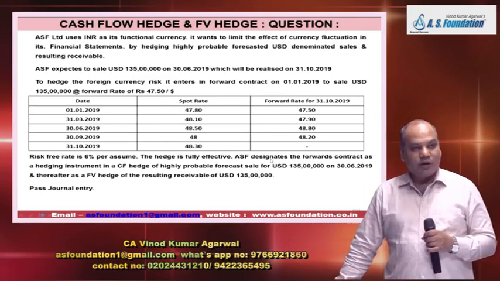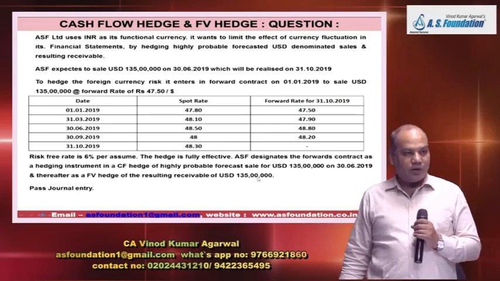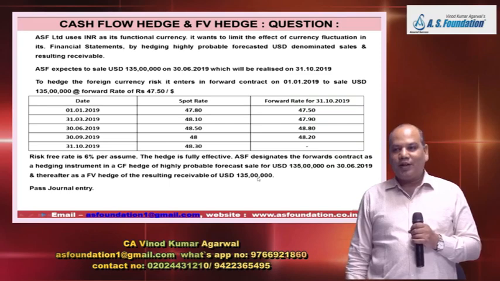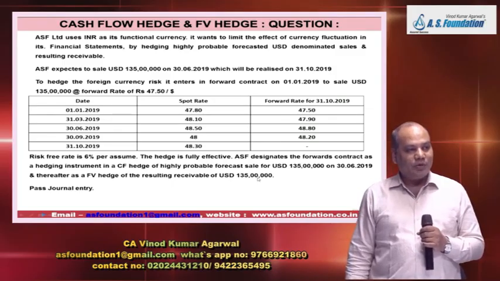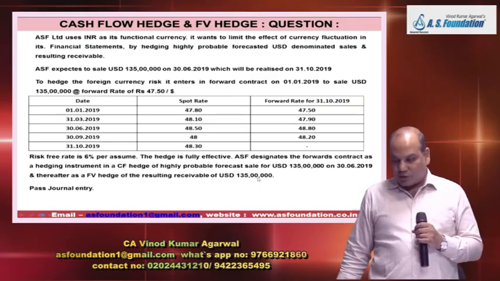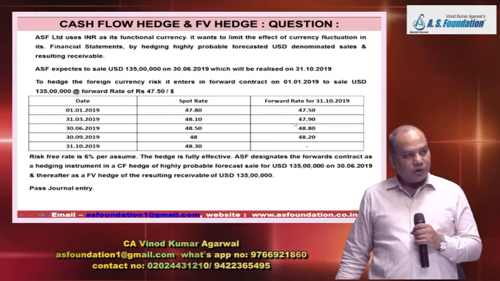ASF designates the forward contract as a hedging instrument in a cash flow hedge of a highly probable forecast sale of USD 1 crore 35 lakh on 30th June 2019. Again underline, and thereafter a fair value hedge of the resulting receivable of USD 1 crore 35 lakh. Up to 30th June, it is a cash flow hedge. After 30th June till 31st October, it becomes a fair value hedge. Pass journal entries, but we will have to calculate the change in fair value on 31st March, on 30th June, 30th September, and then on 31st October we are going to get the actual gain or loss.